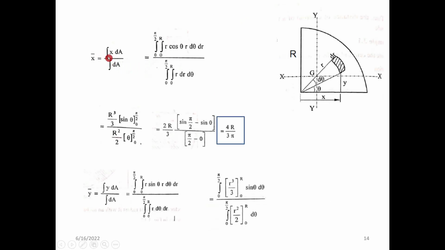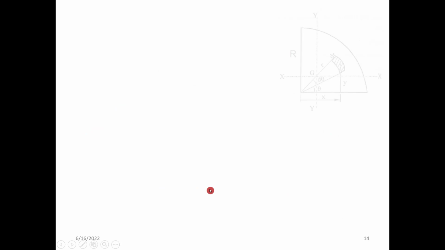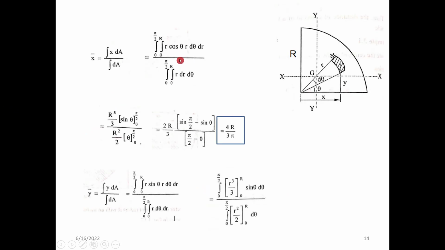And so x bar, we know the equation, is equal to the integral of x dA divided by the integral of dA. So we are doing a double integral, from 0 to pi by 2, the full right angle, and also in the radial direction, from 0 to r. The dA we got from the previous slide, that is dA is equal to r into d theta into dr.